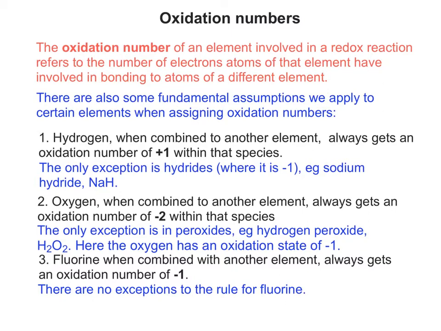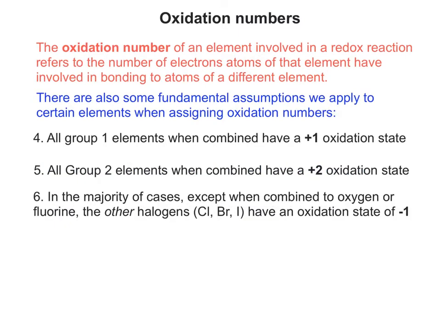There are a couple more examples I need to give you before we go any further. All group 1 elements, when combined, have a +1 oxidation state. All group 2 elements, when combined, have a +2 oxidation state. That's easy enough, in the vast majority of cases that you come across. The only exceptions are when they're combined to oxygen or fluorine. The other halogens, such as chlorine, bromine and iodine, have an oxidation state of -1.